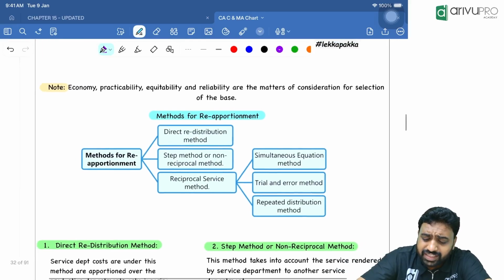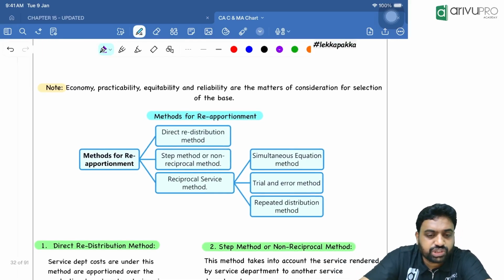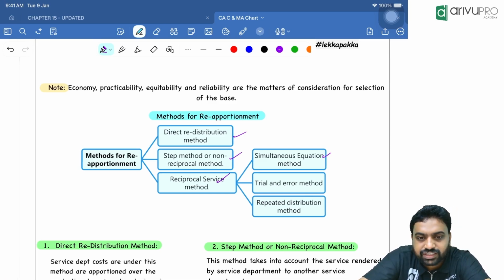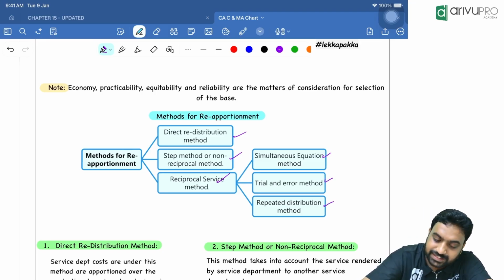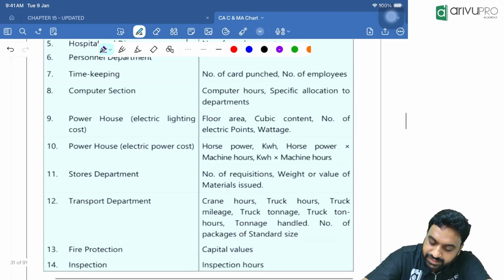Now, while reapportioning, what ratio we should take, sir? To which department we should apportion what? Guys, there are different methods for it. One is direct redistribution method. One more is step method or non-reciprocal method. One more is reciprocal method. In the reciprocal method, again we have three: simultaneous equation, trial and error, repeated distribution method. What is this, sir? Listen, guys.